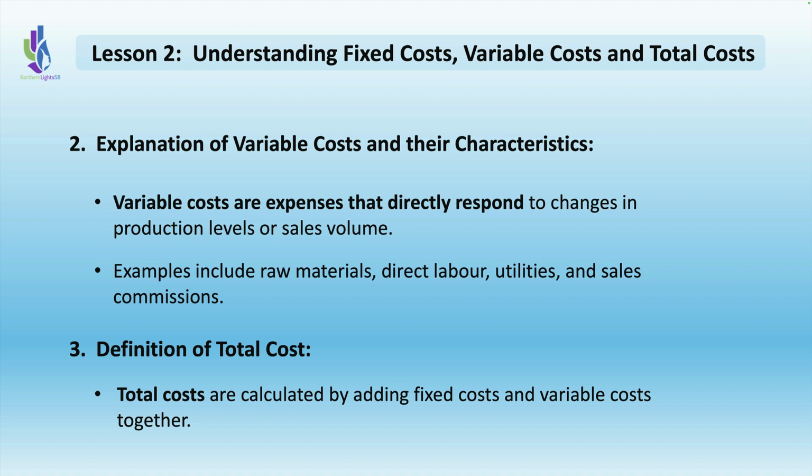So, why do variable costs change? Variable costs fluctuate because they are directly tied to production or sales volume. As production or sales increase, variable costs rise proportionally. Conversely, if production or sales decrease, variable costs will decrease accordingly. For example, a 10% rise or fall in production or sales is assumed to lead to a rise or fall in variable costs by 10%.